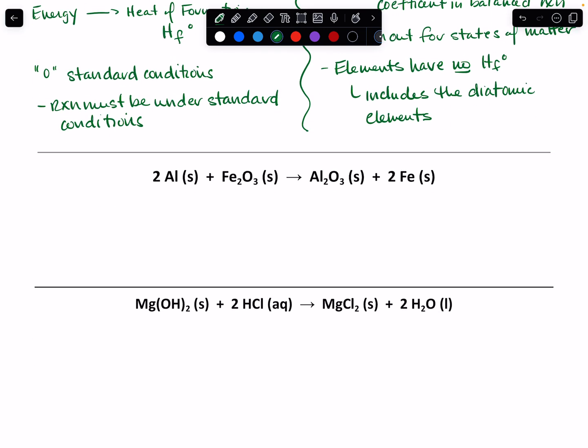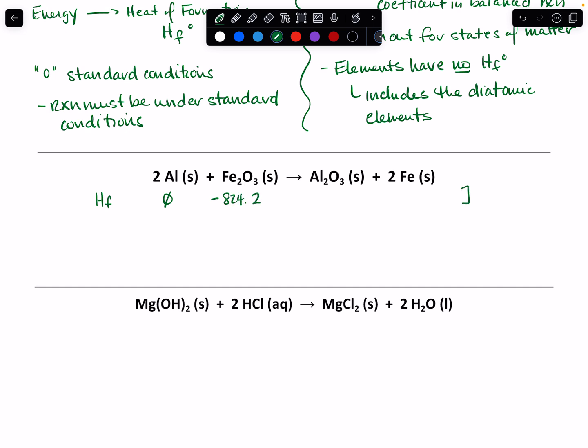The way I tend to do it is I open up a table and I look up their values and I list them underneath each entity in my reaction. So here I have 2 aluminum solids plus Fe2O3 solid forms Al2O3 solid plus 2 irons. Aluminum is in its elemental state, so its heat of formation is 0. If I go look for Fe2O3, I find its heat of formation is negative 824.2.